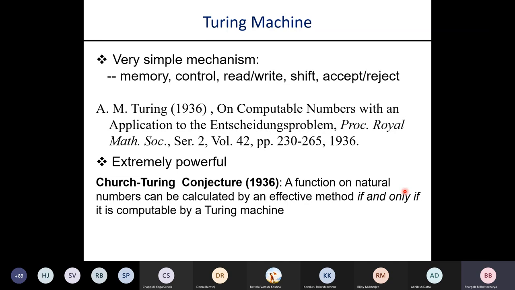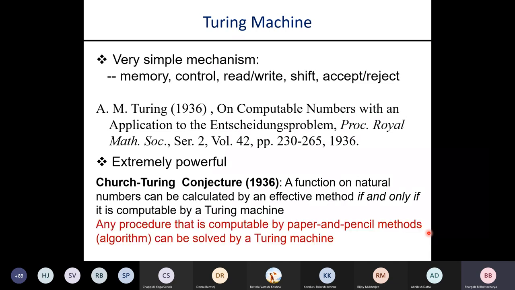And there is a conjecture known as the Church-Turing conjecture, which states that a function of natural numbers can be calculated by an effective method if and only if it is computable by a Turing machine. In simple terms, it means that any procedure or algorithm that is computable by paper and pencil method can be solved by a Turing machine. So if you conceive of an algorithm which terminates, if you can write a set of instructions, a pen and pencil method, then that can be executed by a Turing machine that can process your input and give you the desired output.